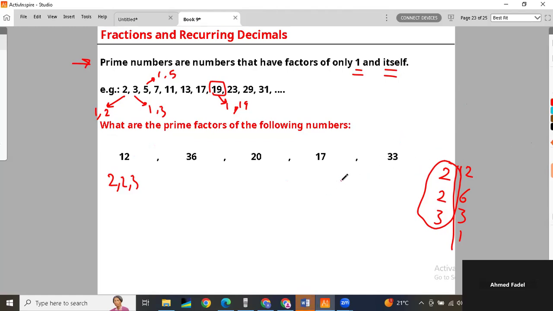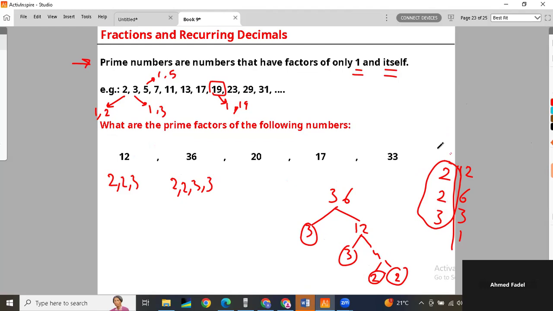36. Let's do it with the factor tree. It is 3 times 12. And 12 here is 3 times 4. And the 4 is 2 times 2. I got the 2, the 2, the 3, and the 3. That's it. These are the prime factors. So this is the stick method, and this is the factor tree.